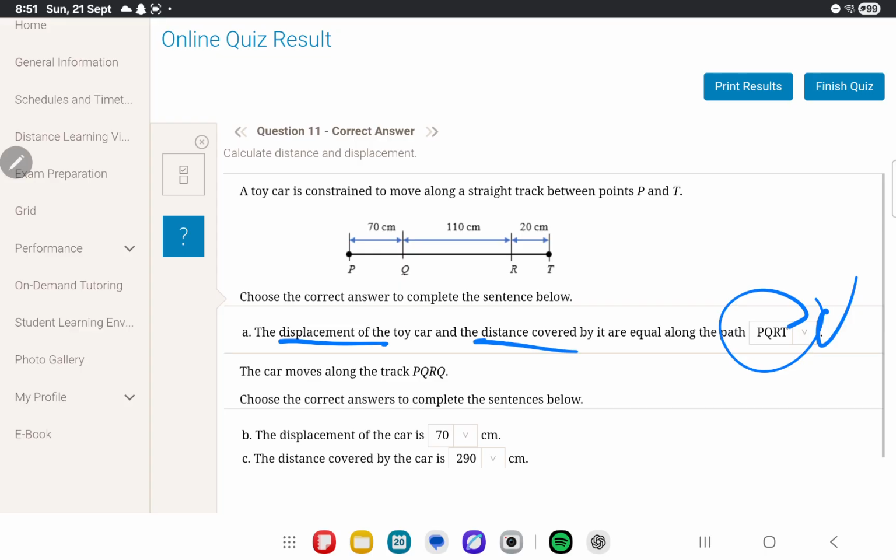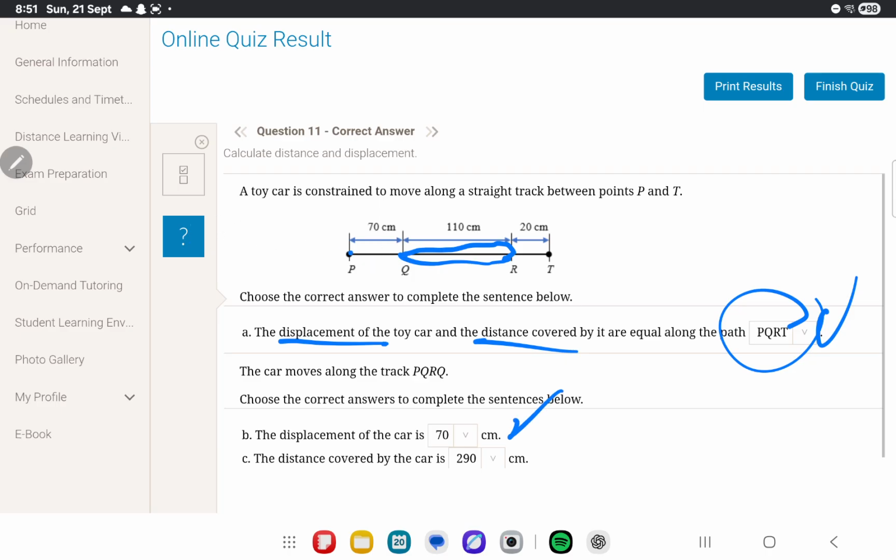Now, the car moves along the track PQRQ. So PQ, QR, then RQ, right? As you can see here, the distance and the displacement are not equal because the displacement is only from P to Q, which is 70 meters. That's my displacement, right? Because it's final minus initial. And by the way, that's the answer for the first part.